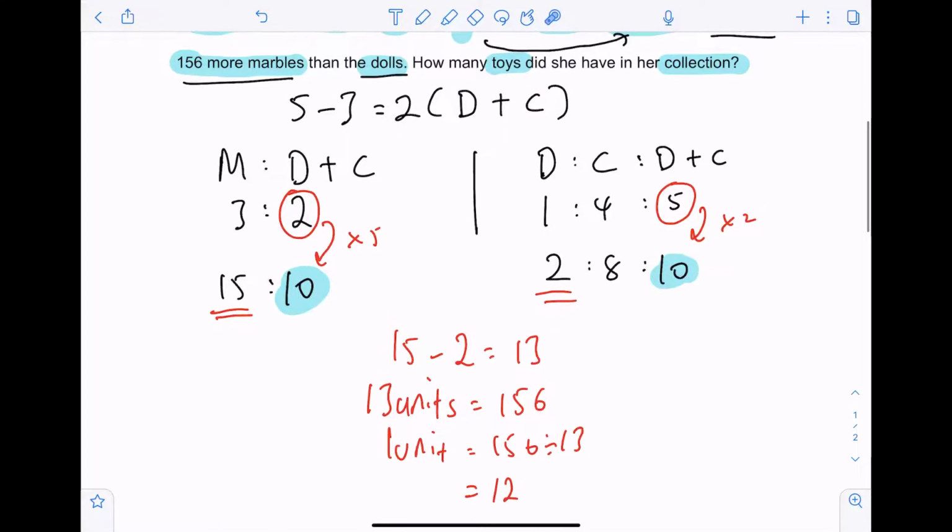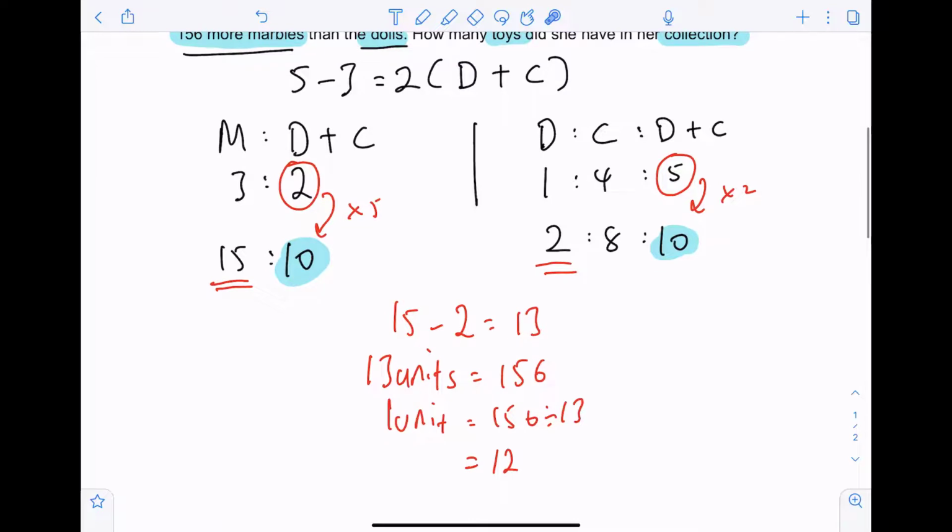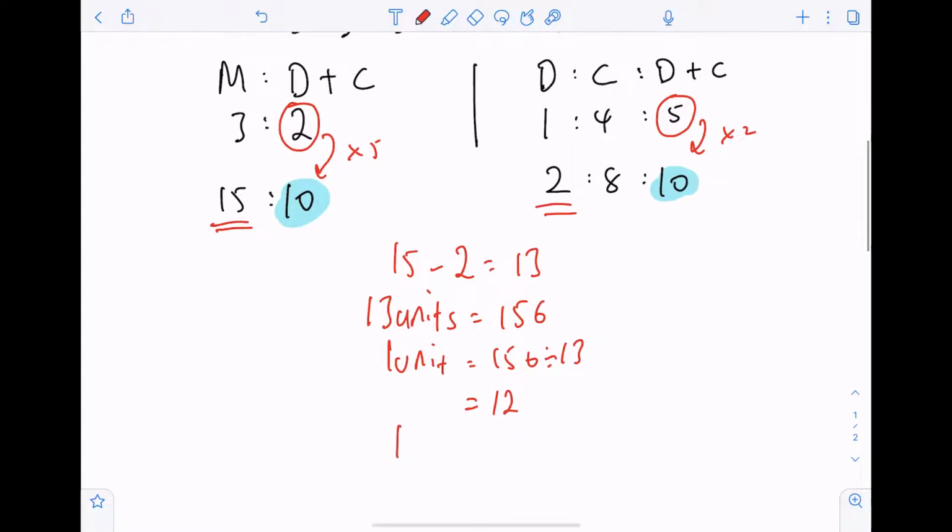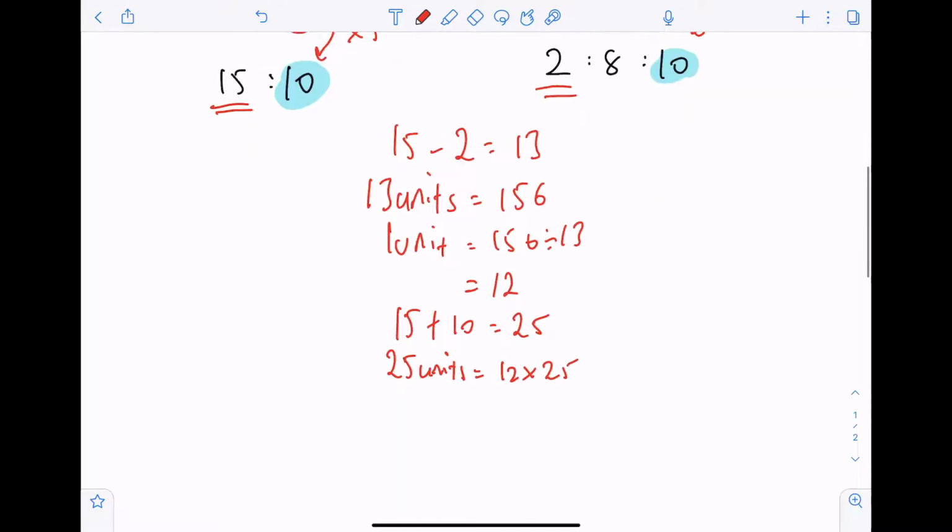Okay, so how many toys did she have in her collection? So what we need to do is take the marbles plus the dolls and the cars. So that's 15 plus 10. Okay, 12 times 25, and we get 300 as our final answer for this particular question.